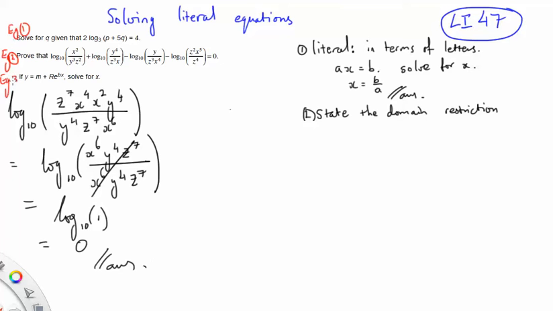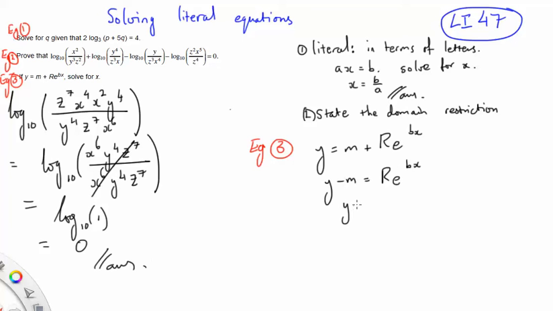We're up to example 3. This time it won't run off the screen. We have y equals m plus r e to the bx. Okay, so we minus m from both sides. It's peeling an orange. Work from the outside. Divide both sides by r. Now we rearrange this based on our logarithm laws. And then we divide by b.